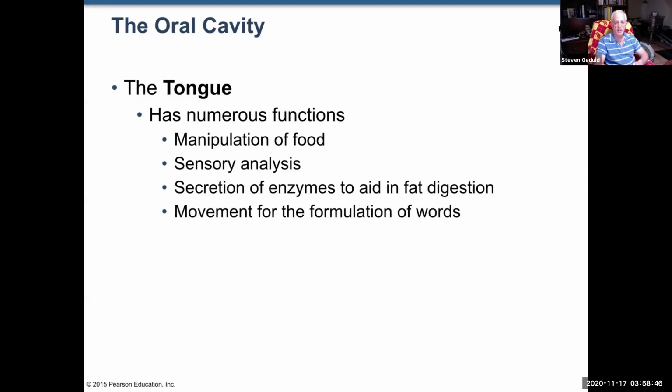All right, so the tongue. The tongue has lots of functions, okay? Manipulation of food, it moves food around your mouth so you know where it is. Sensory analysis, it tells you what you're eating. It tells you if you want to spit it out or not. It tastes good, tastes bad. Secretion of enzymes to aid in fat digestion, breakdown of lipids. And movement for the formation of certain words. You move your tongue to make certain words.